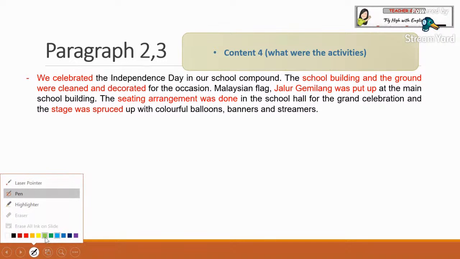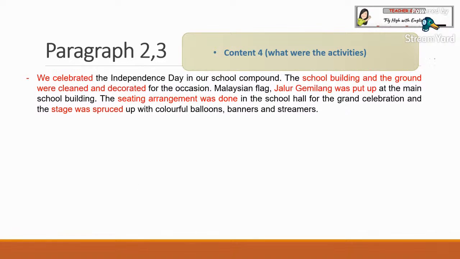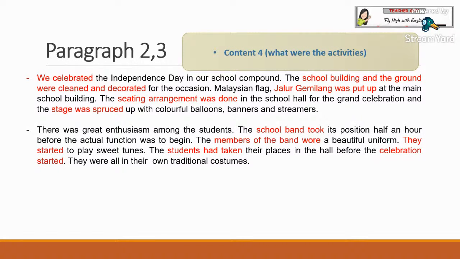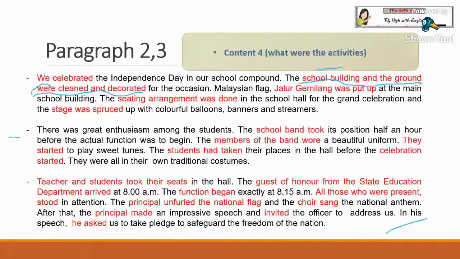Okay, let's look at the sentences. Sometimes you have present, active, and then sometimes you have passive. Okay, example. The school building and the ground were clean and decorated. You see the word were here. Were means dibersihkan dan dihias. So this is passive structure.